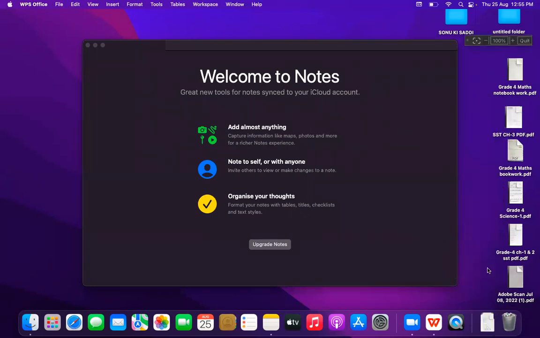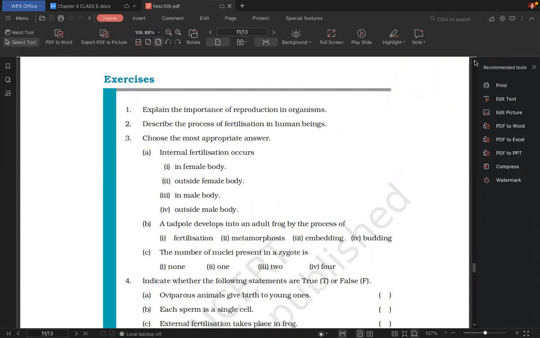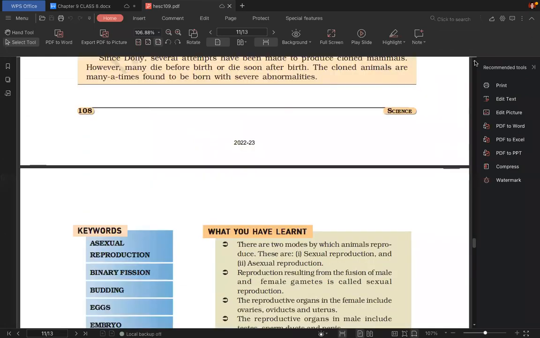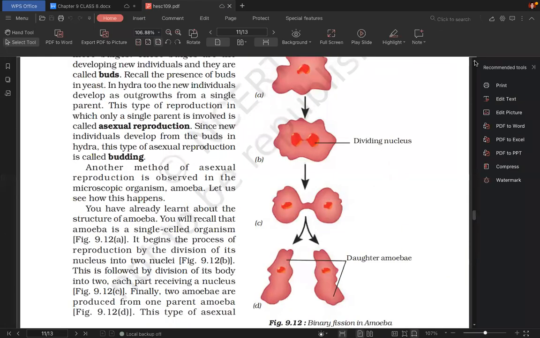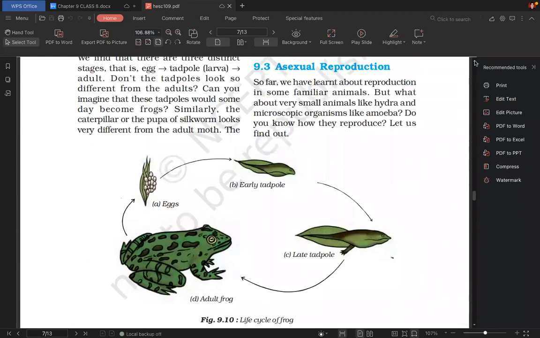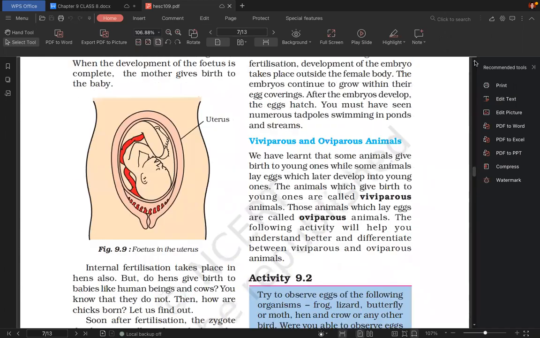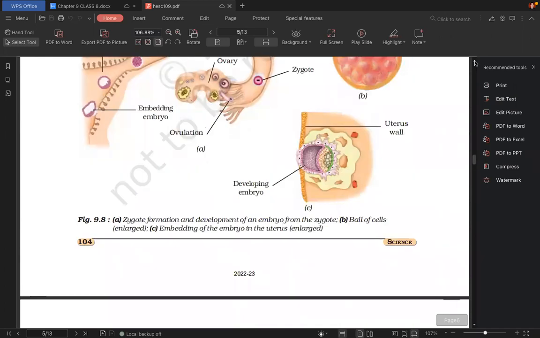Let's open the chapter. So budding and binary fission you have already drawn. Life cycle of the frog you don't need to make. But yes, you should know, right? If I ask you what is the life cycle of the frog, at least you should know that eggs give birth to the early tadpole, then to the late tadpole, and finally the adult frog, right?